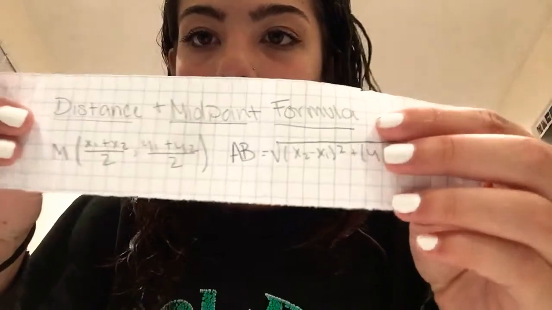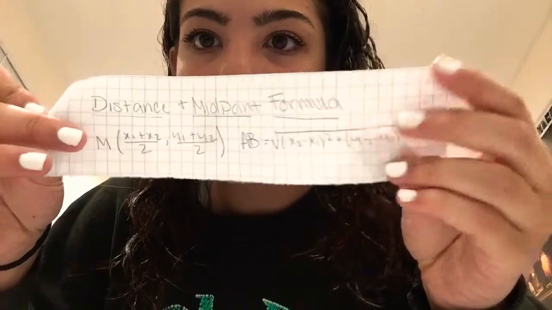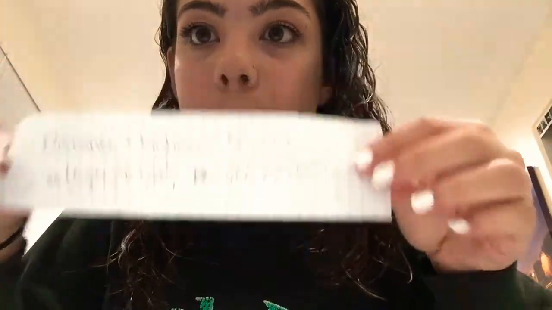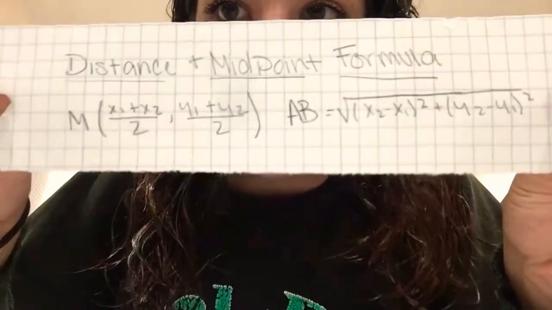Today we're going to be finding distance and midpoint formula. We're going to be starting with the midpoint formula, and the midpoint formula is this. This is the midpoint formula, and this is distance. Those are the formulas. Remember this.